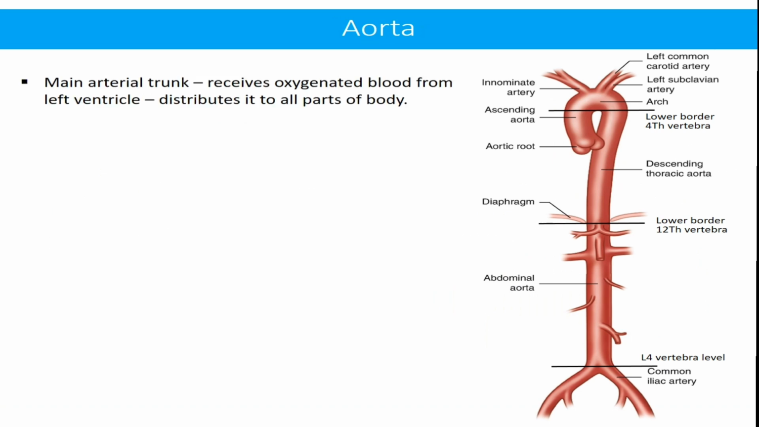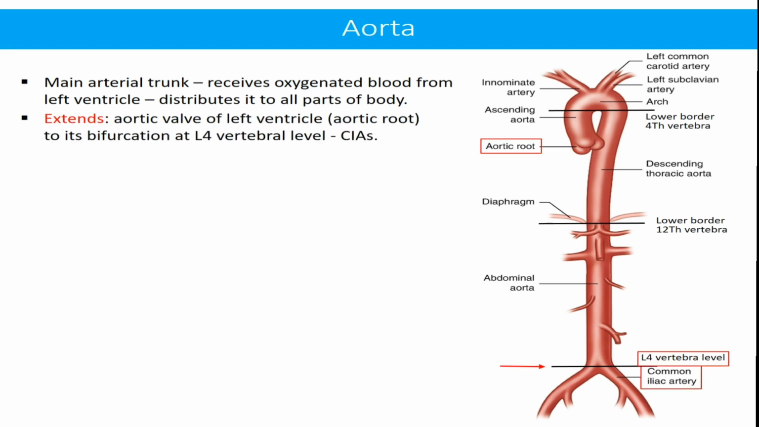Aorta is the main arterial trunk which receives oxygenated blood from the left ventricle and distributes it to all parts of the body. It extends from aortic valve of left ventricle, which is also named as aortic root, to its bifurcation at lumbar fourth vertebral level into common iliac arteries.